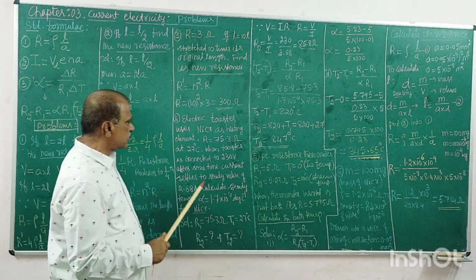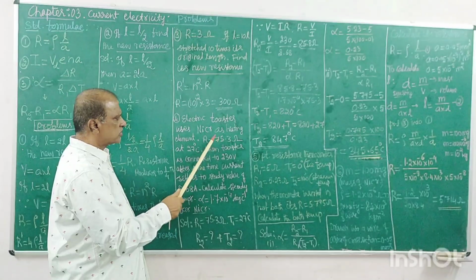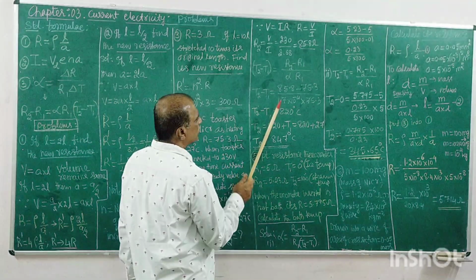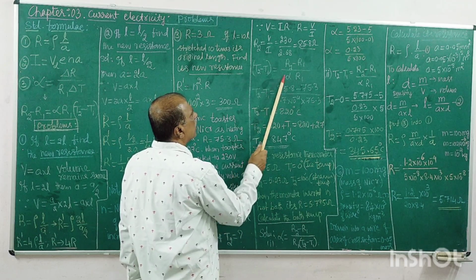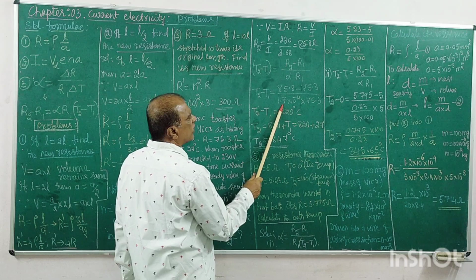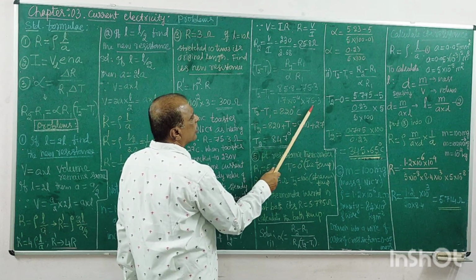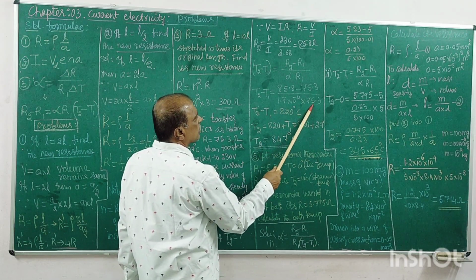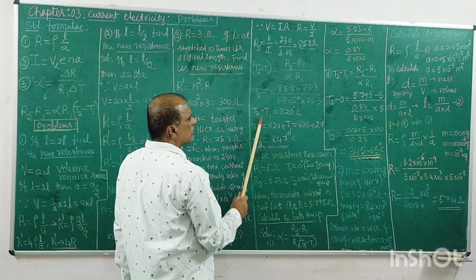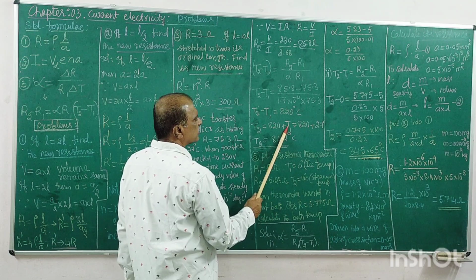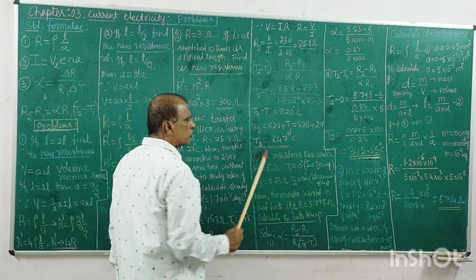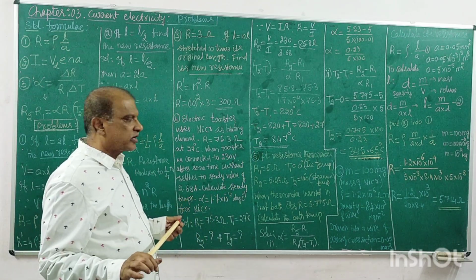Let the initial temperature be T1, taken with R1, and T2 with R2. T1 is 27 degrees. R2 is this, R1 is this, and the alpha value of nickel chrome is given. Simplifying this, we get this value for T2 minus T1. So T2 is equal to this plus T1, which is 27 degrees. So T2 is equal to 847 degrees centigrade.